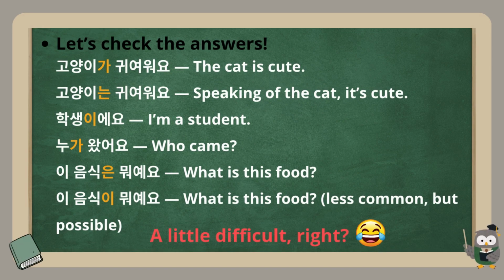Let's check the answers. Number 1. 고양이가 귀여워요. Or 고양이는 귀여워요. Both are correct, but 가 marks the subject and 는 marks the topic. Number 2. 저는 학생이에요. Number 3. 누가 왔어요? Number 4. You can say 이 음식은 뭐예요? Or 이 음식이 뭐예요? 은 marks the topic and 이 marks the subject. Both are acceptable depending on context.